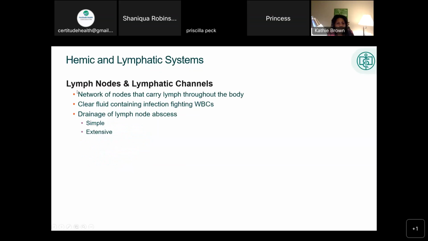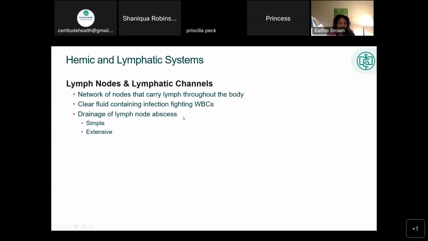Our lymph nodes and lymphatic channels are a network of nodes that carry lymph throughout the body. It's a clear fluid containing infection fighting white blood cells. So typically, if somebody is fighting an infection and they have blood work done, their white blood cell count is going to be higher.